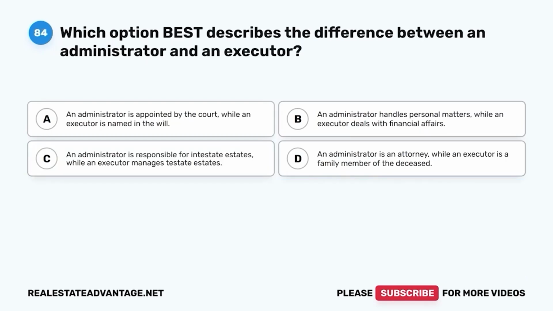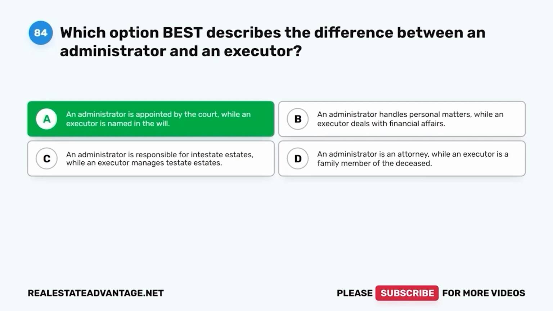Question 84. Which option best describes the difference between an administrator and an executor? A. An administrator is appointed by the court, while an executor is named in the will. B. An administrator handles personal matters, while an executor deals with financial affairs. C. An administrator is responsible for intestate estates, while an executor manages testate estates. D. An administrator is an attorney, while an executor is a family member of the deceased. The correct answer is A.